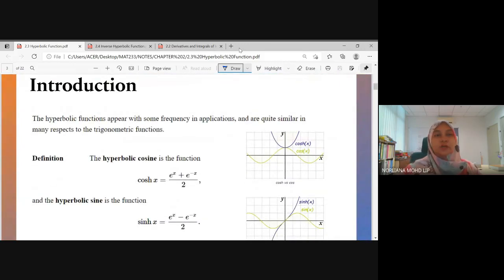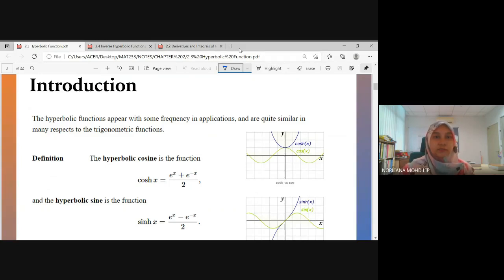The introduction for hyperbolic function. Okay, the hyperbolic function appears with some frequency in applications and is quite similar in many respects to the trigonometric function. Before this, in previous topic, we have learned the trigonometric function and the inverse of trigonometric function. In this topic, we focus on the hyperbolic function.